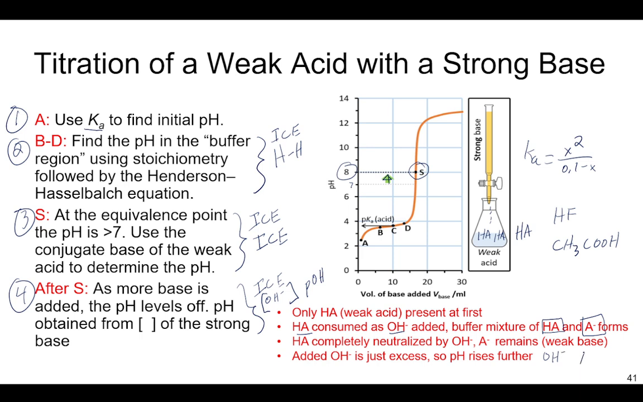And actually, there'll also be conjugate base, A minus, but it's a weak conjugate base and won't really affect the pH nearly as much as the strong base does. So we really only have to worry about the OH minus after the equivalence point, not the conjugate base. We do have to worry about the conjugate base at the equivalence point, where it's the only base floating around.